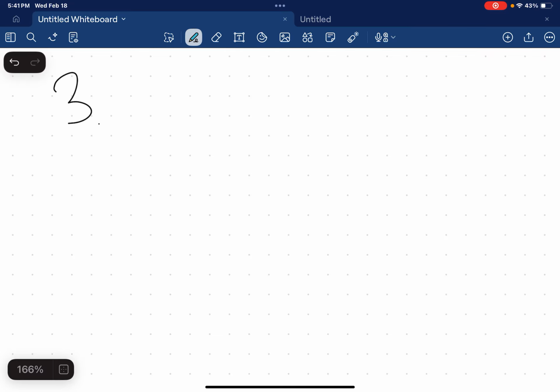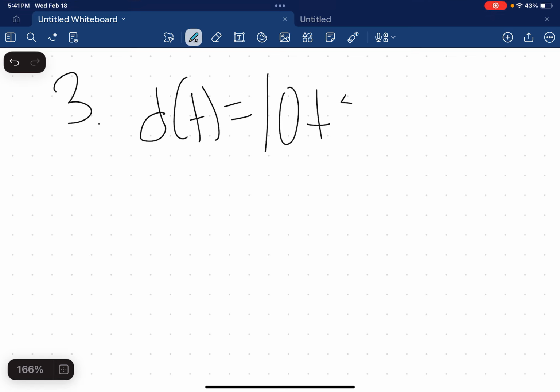A particle moves along a straight line such that after t seconds, its displacement, so let's create a displacement function, s, is in meters. The displacement is given by this function, 10t squared minus t cubed. Find an expression for the velocity of the particle after t seconds.